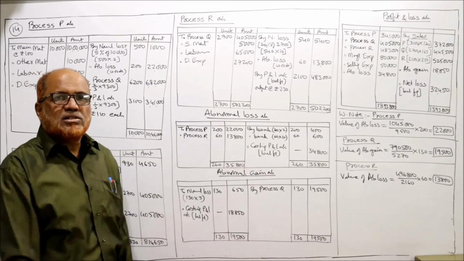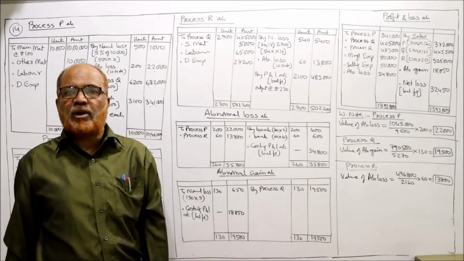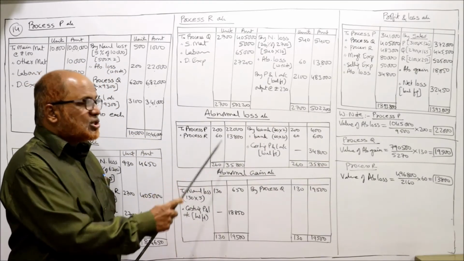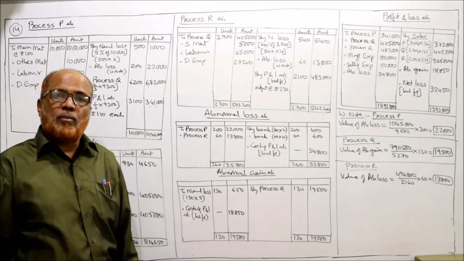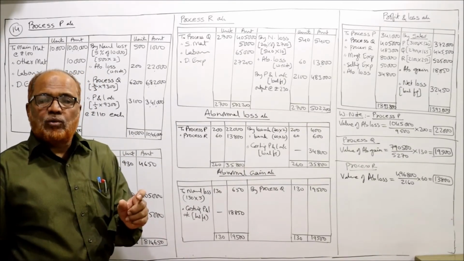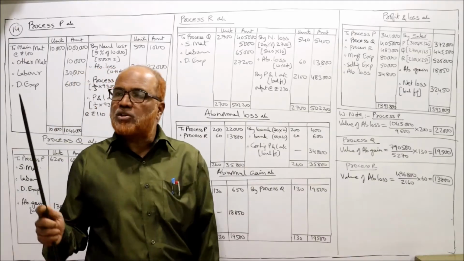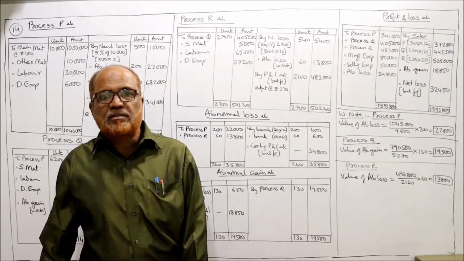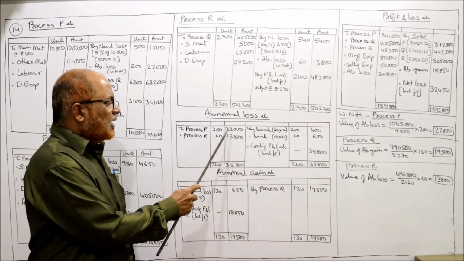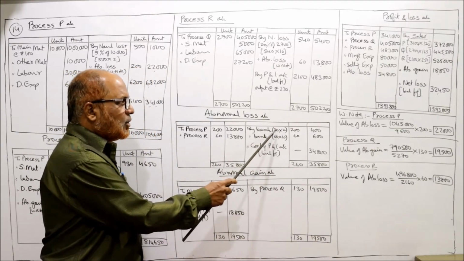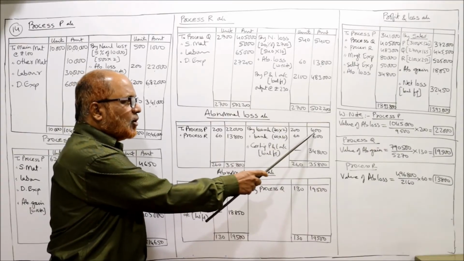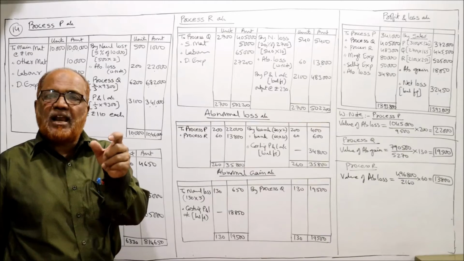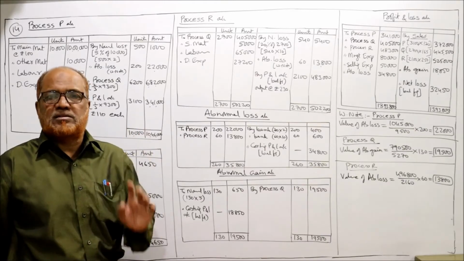अब देखिए, abnormal loss का मतलब the loss which is over and above normal loss, नॉर्मल लॉस से ज्यादा. तो ये प्रोसेस P में 200 यूनिट्स ज्यादा लॉस हो गया, abnormal लॉस हो गया. तो स्क्रैप वैल्यू, what is the scrap value in process P? 2 rupees. तो realize करेंगे 200 into 2, 400 rupees will be realized by the sale of abnormal units.